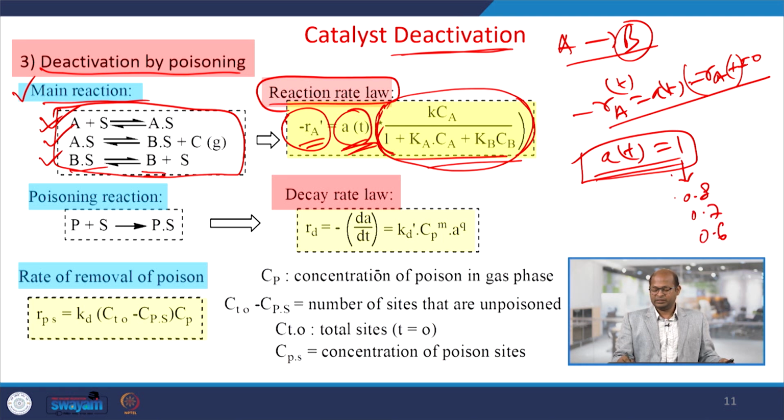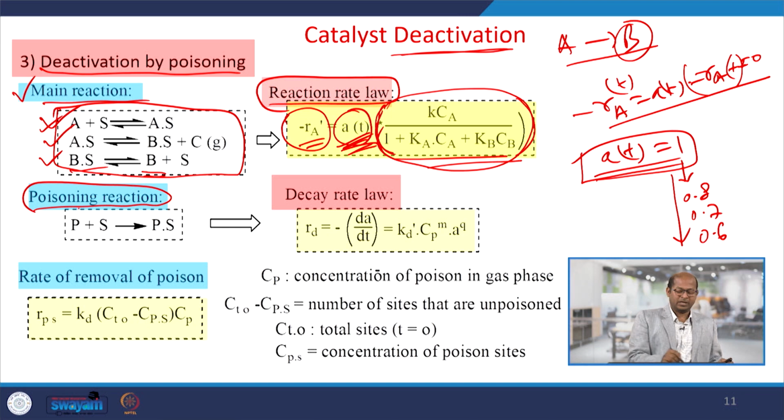So, it is decreased. Therefore, that part we also include in the rate equations. Now, due to the poisons, I said some poison molecule is also there, which we express in terms of P, and S is the active sites of the catalyst that is adsorbed, as I said already. So, for that we can write the decay rate law this way. Okay.